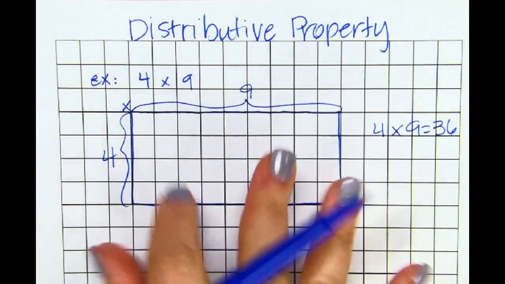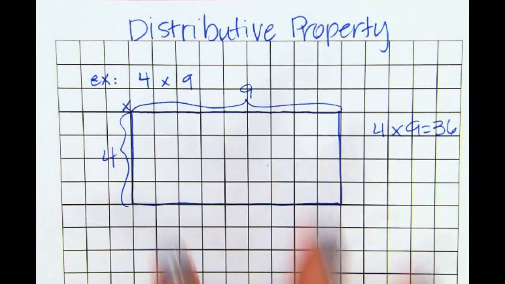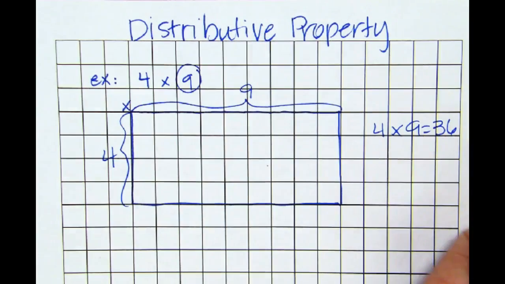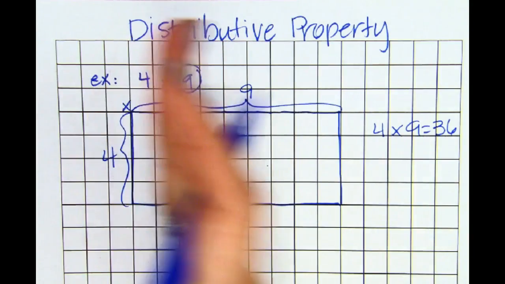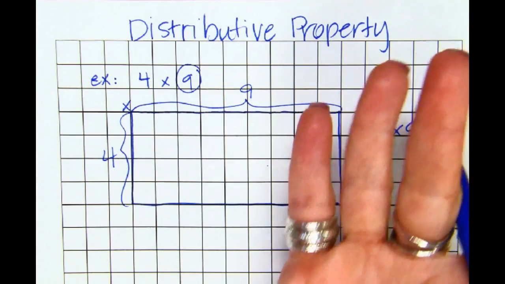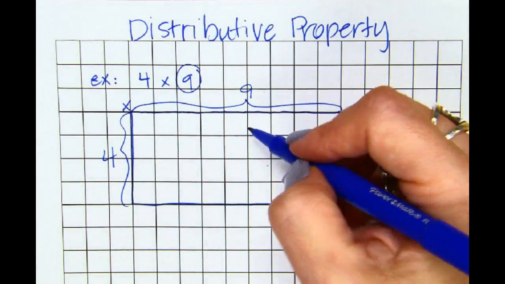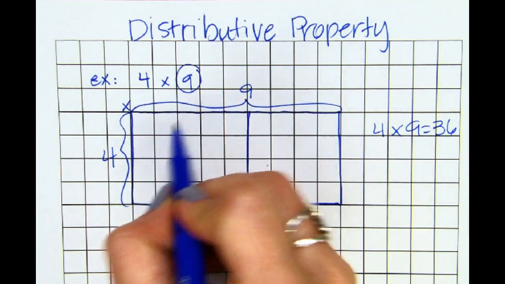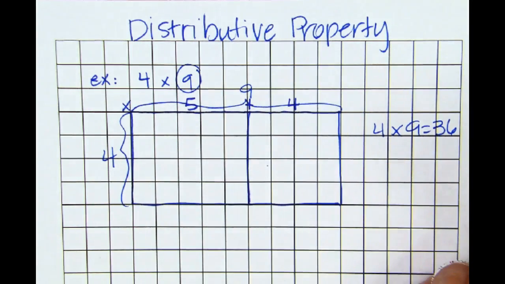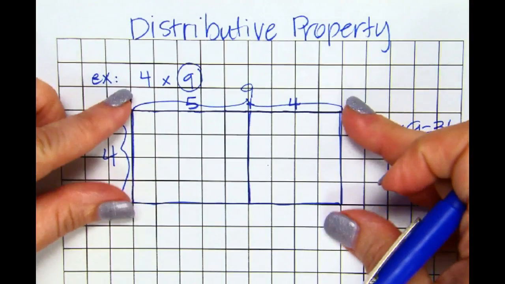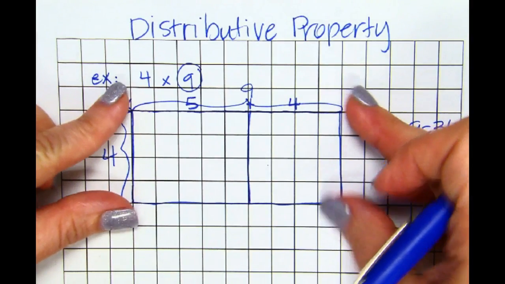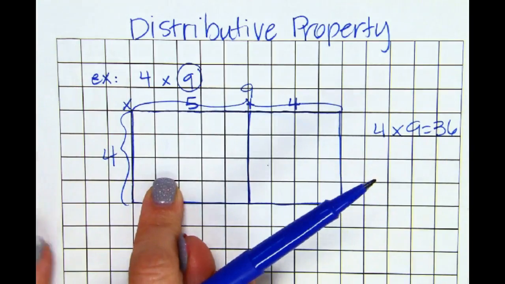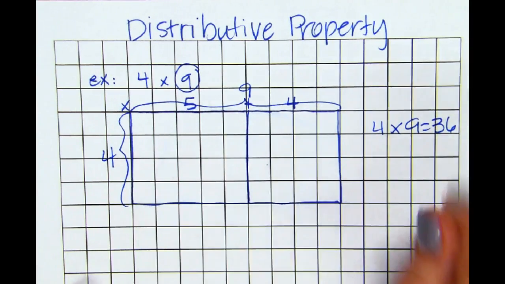Let's see how we can play with these numbers so that we can do this with larger numbers. The distributive property says that one of the factors, let's take 9, the bigger one, can be broken up into an addition sentence. Isn't 9 the same as 5 plus 4? Yes. Have we changed the outside rectangle at all? No, we have not. If we added all of these squares in the whole rectangle, we would still come up with 36.